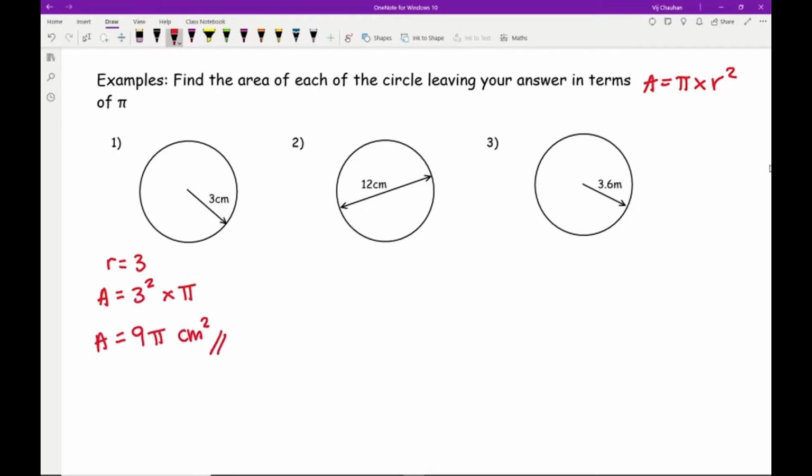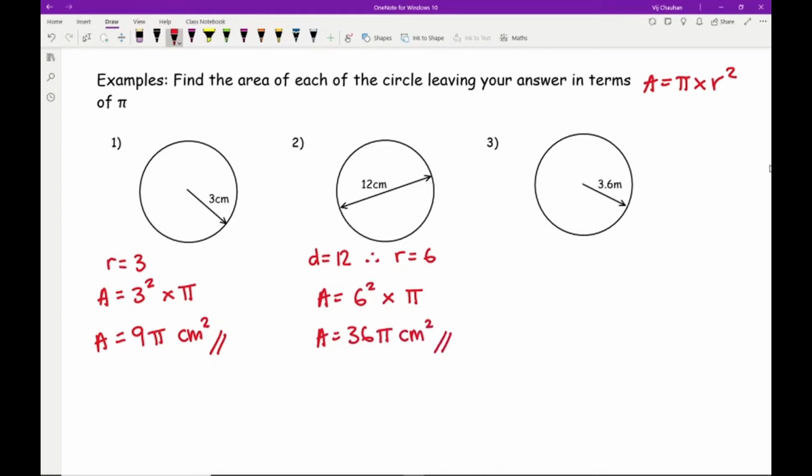For question 2, the diameter I've been given in this case is 12, so therefore the radius is going to be 6. So A equals 6 squared times pi, and 6 squared is 36, so it'd be 36 pi centimetre squared.